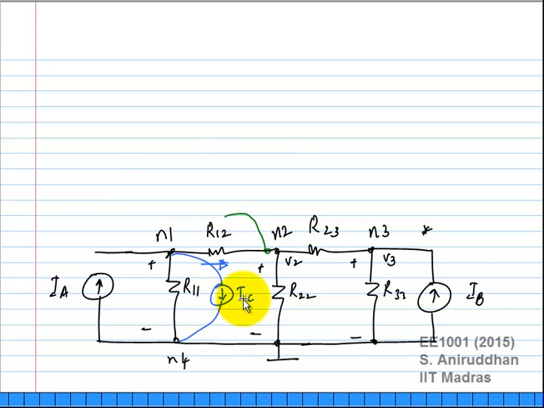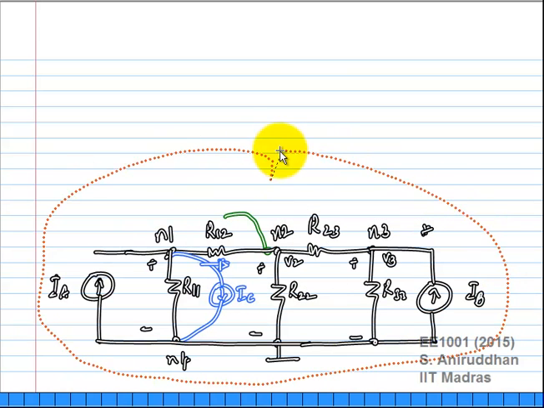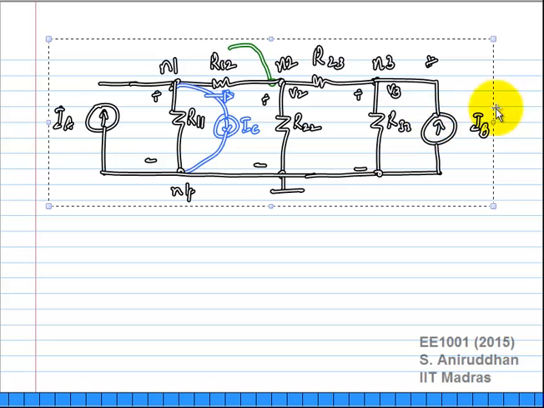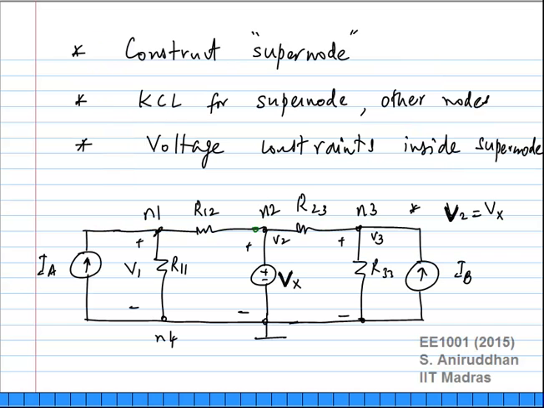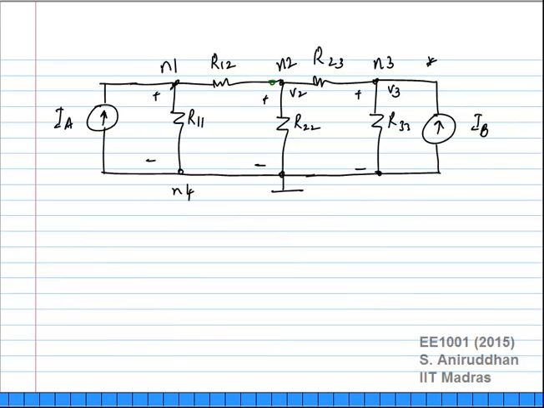Okay, so let us go back to this circuit that we have seen before several times. We know what to do if we have resistors, current sources, independent voltage sources. What's left? Dependent sources. Okay, anything else?